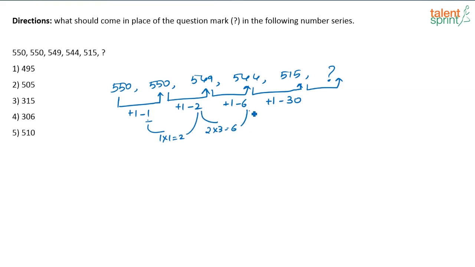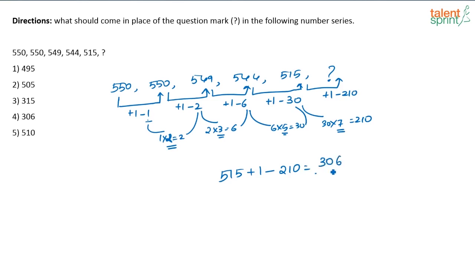So next 6 into 5, that is 30, that is coming here. So next will be 30 into 7. See, basically prime numbers, right? 1 into 2, multiplying by 2, 3, 5, 7, next will be 11 and so on. So this will be 210. So what will come here? Plus 1 minus 210. So that will be 515 plus 1 minus 210, which is nothing but 306. So the missing number here is option 4, 306.